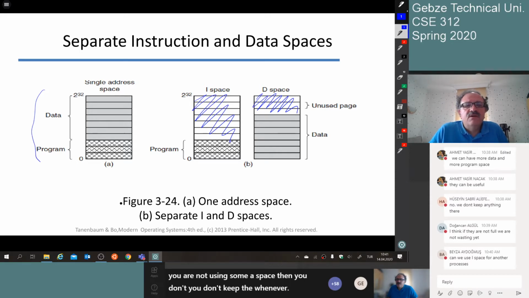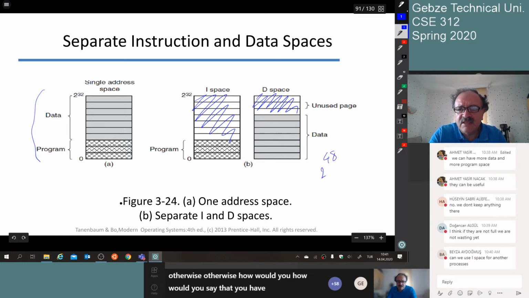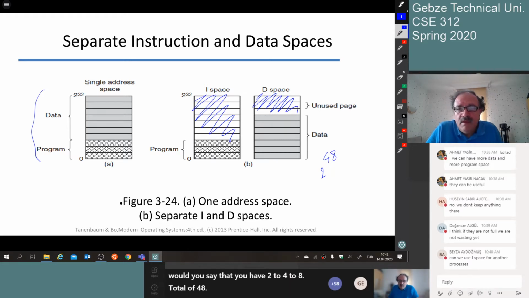Okay, so if you are using paging, otherwise how would you say that you have 2 to the 48 bytes available for you? Because most of the space is not used, and most of the space does not occupy any place in your memory. Okay, because you don't use them at all. Your operating system is smart enough not to keep all those unused pages because they are not referenced. They are not modified, so they will not be in your memory.